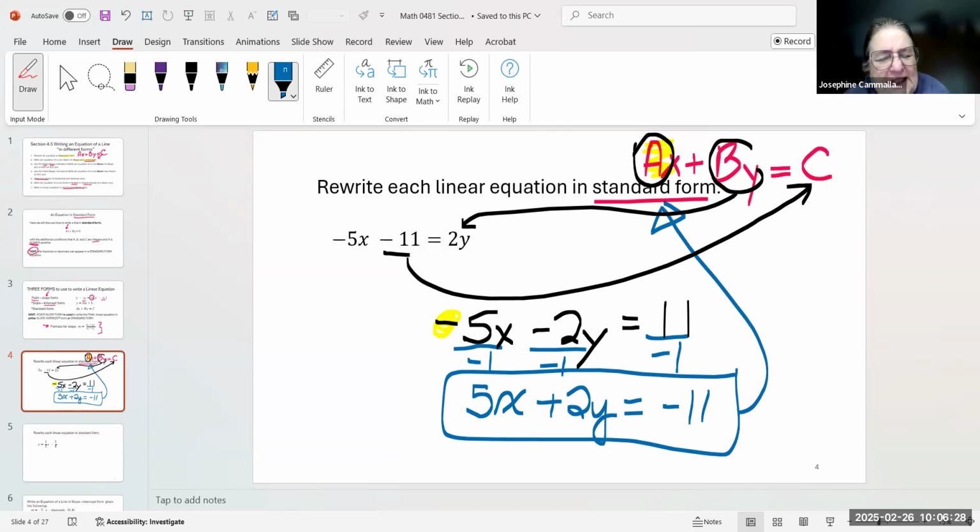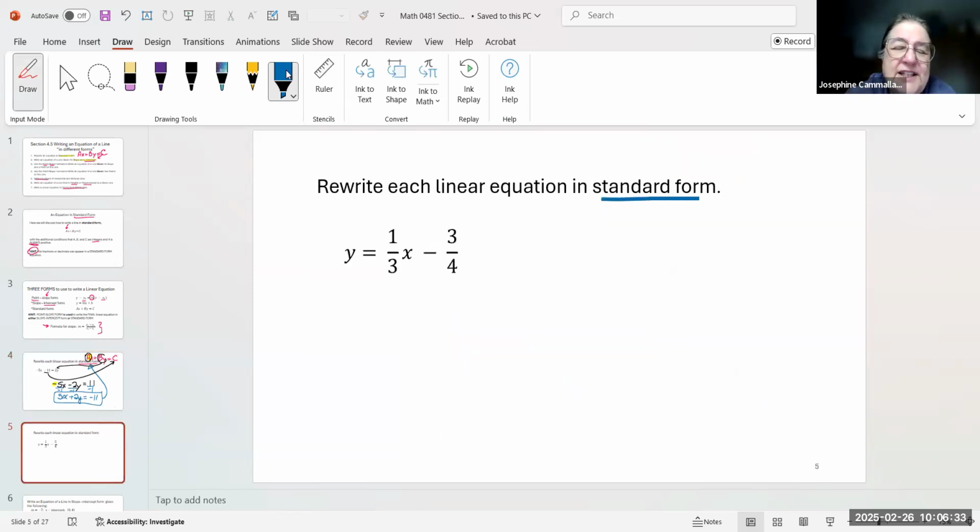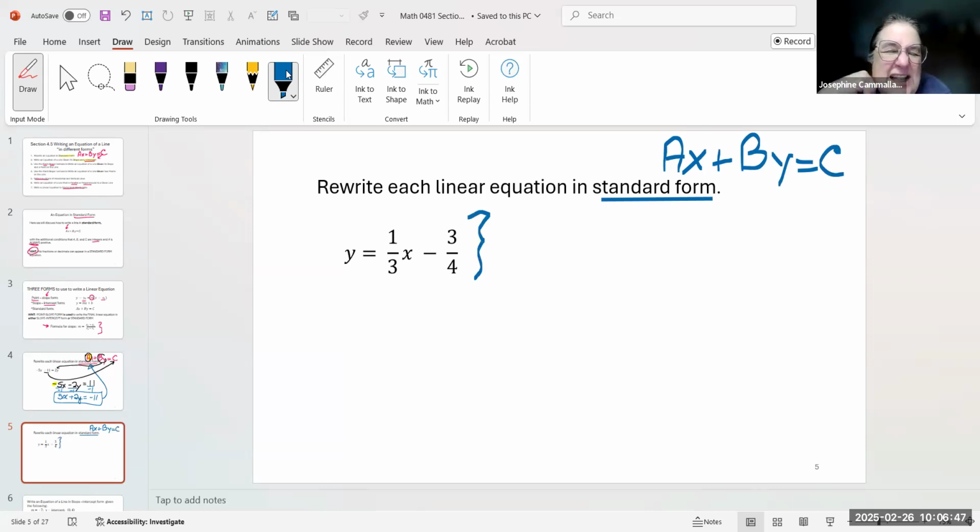Now the next one, little more interesting, because again, we're talking standard form, ax plus by equals c. But if you look at this, it's got fractions. Do you remember? I can't have fractions in standard form. Standard form is no fractions, which means I've got to get rid of them.